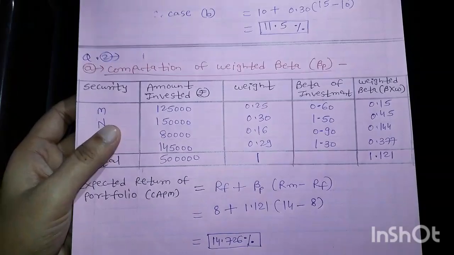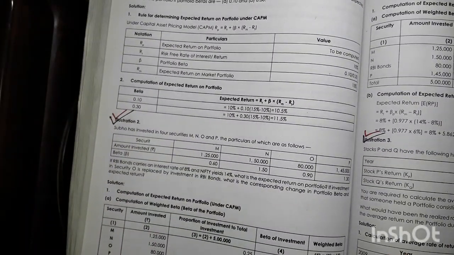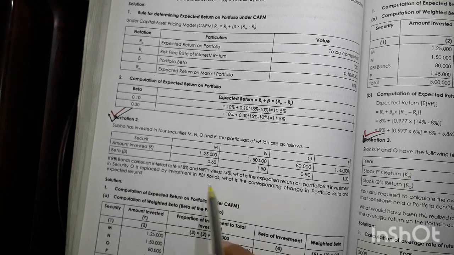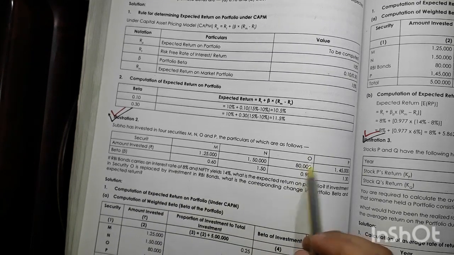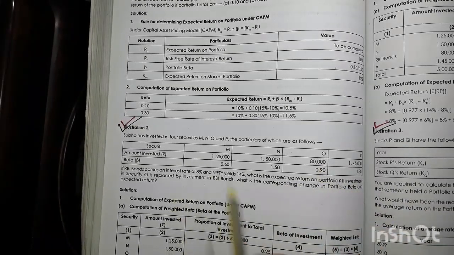Now we have to calculate part B. Okay, so part B में क्या पूछा है हम लोग देखते हैं. पार्ट बी में हम लोग को क्या बोला है कि ये जो सिक्योरिटी ओ है उसको हम लोग को रिप्लेस करना है आरबीआई बॉन्ड से. ओके, सो ओ सिक्योरिटी विल नॉट बी देयर, इंस्टेड ऑफ ओ सिक्योरिटी देयर विल बी आरबीआई बॉन्ड्स. ओके, लाइक दैट वी हैव टू कैलकुलेट.